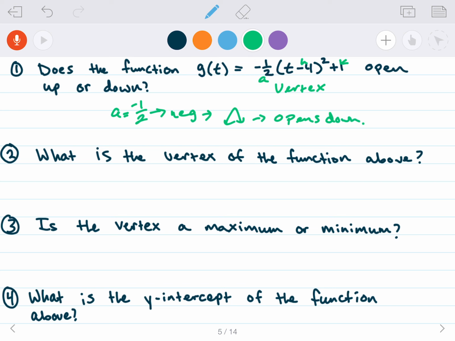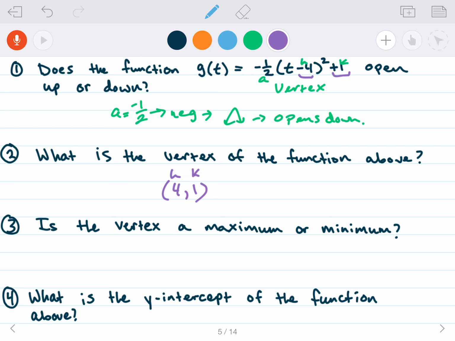All right. What is the vertex? So the vertex is h comma k. All right, and so h is 4, we can see that, and k is that constant at the end, which is 1. So it's going to be 4 comma 1. This is h and k.